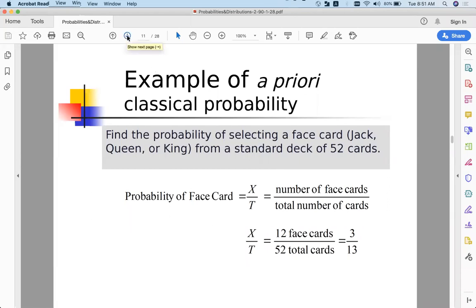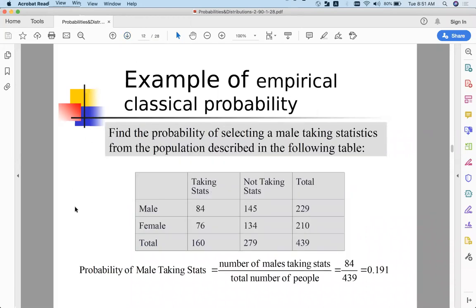Now let's take this particular question. This is an example of empirical probability. Can anyone explain why this is empirical probability? We have prior data. Right, because this is a class of students, you don't know what is going to happen, who will take what class. You have to observe or collect the data. That is why it is called empirical probability. Now, the answer is there, but don't jump to it. Just take it step by step. Find the probability of selecting a male taking statistics from the population described in the following table.